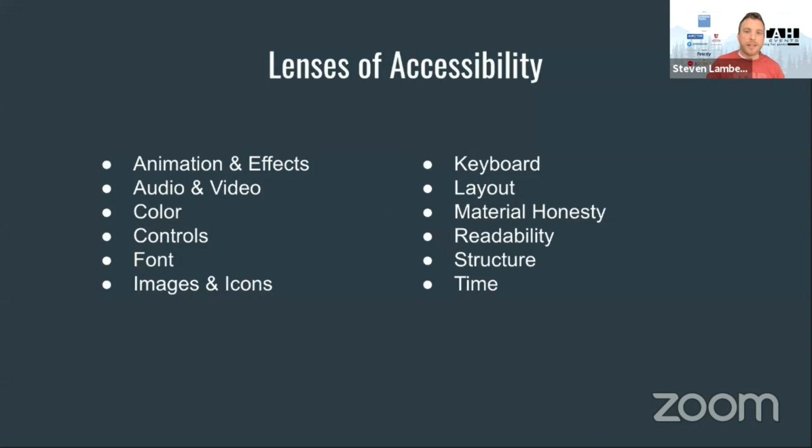I found that when it comes to accessibility, it can be helpful to examine a design through what I call the lenses of accessibility. And there are a few of them: the animation and effects lens, audio and video, color, controls, font, images and icons, keyboard, layout, material honesty, readability, structure, and time. Each of these lenses presents a set of questions to ask yourself about the design. And by using these lenses, you will become more inclusive to the needs of your users and allow your design to be more accessible to all.